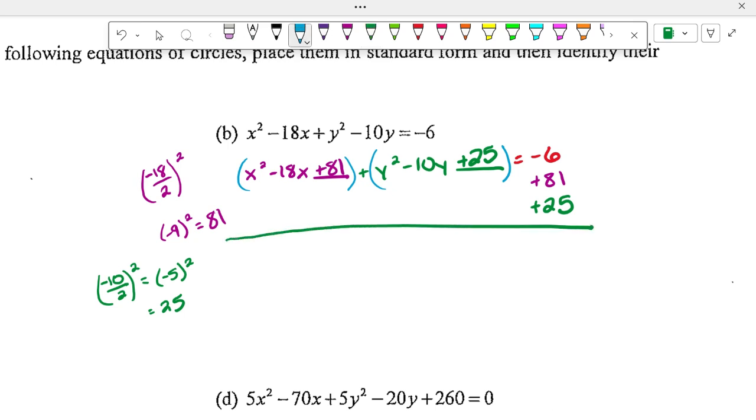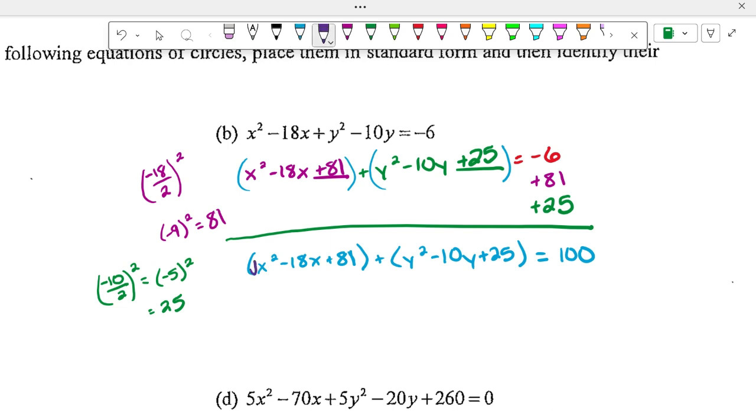So if I rewrite it, I have x squared minus 18x plus 81 plus y squared minus 10y plus 25 is equal to 100. Well, let's see. 81 plus 25 is 106 minus 6 is 100. All right. What's my last step? Factor both of them separately.